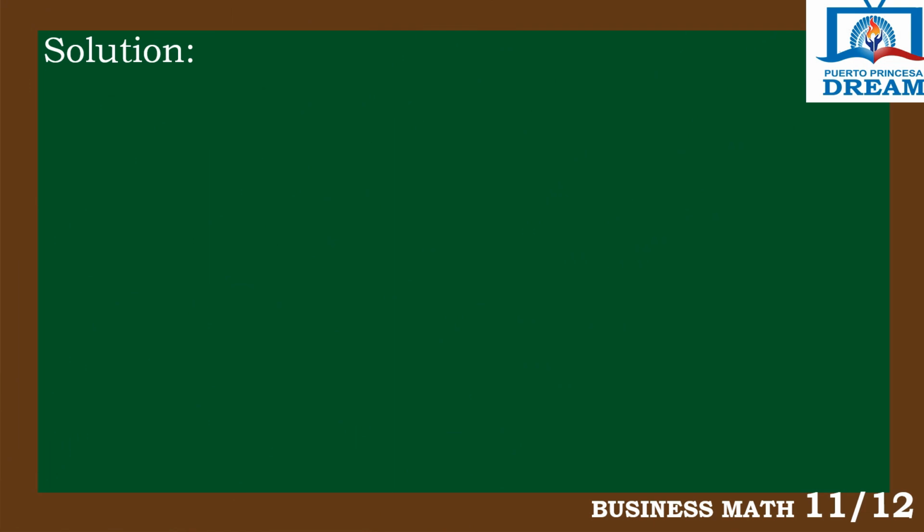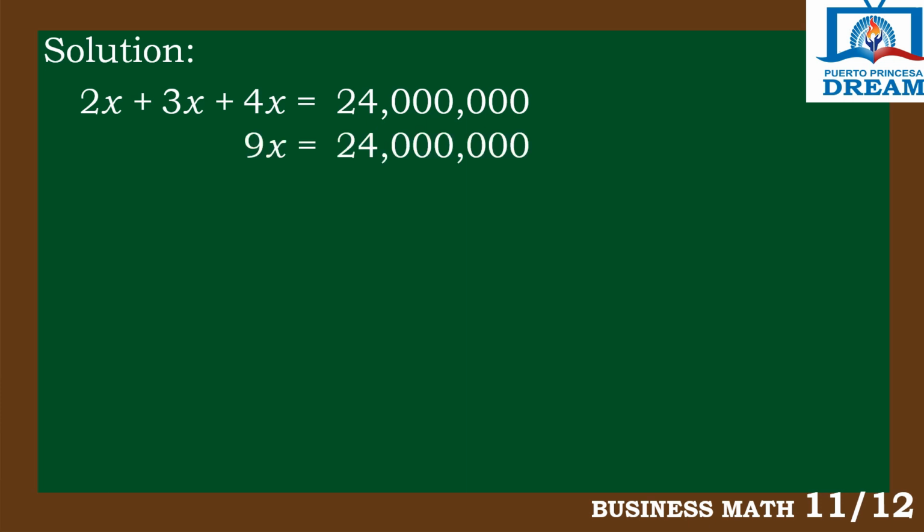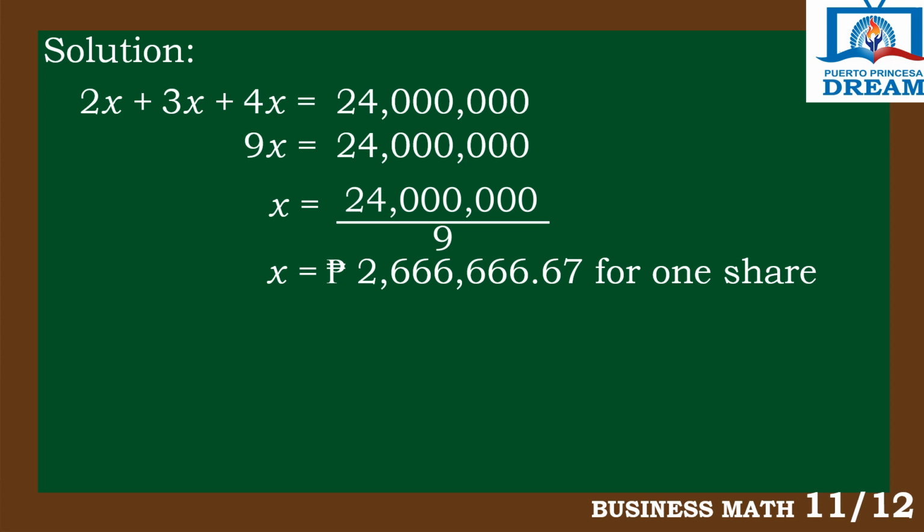From the mathematical statement, our formula is 2x plus 3x plus 4x is equal to 24 million. 9x is equal to 24 million. X is equal to 24 million over 9. X is equal to 2,666,666.67 pesos for one share. To find the share of each child, we will multiply the value of x to each quantity in the ratio.